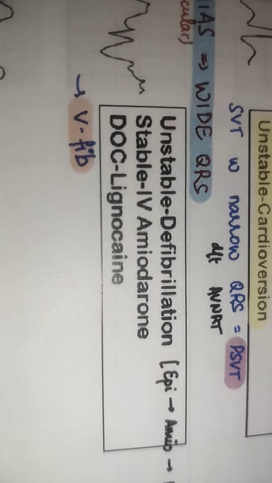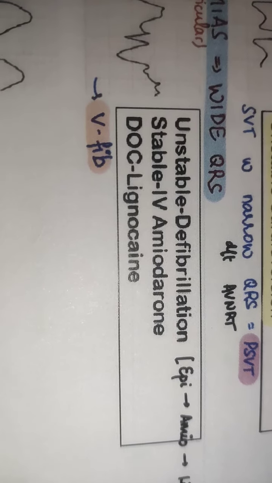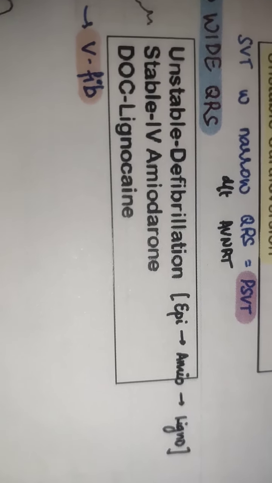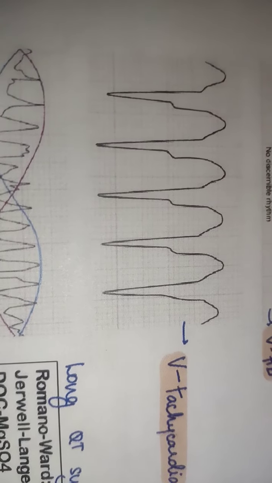In a stable patient we give IV amiodarone. The drug of choice is lignocaine. In an unstable patient we do defibrillation. First we give epinephrine, then amiodarone, then lignocaine. This is ventricular fibrillation. Second is ventricular tachycardia.